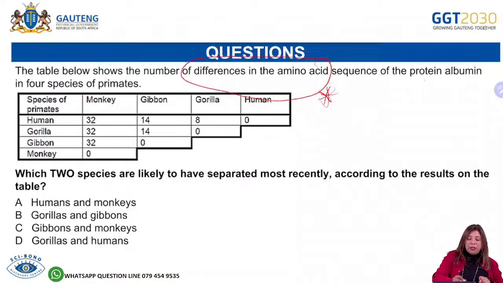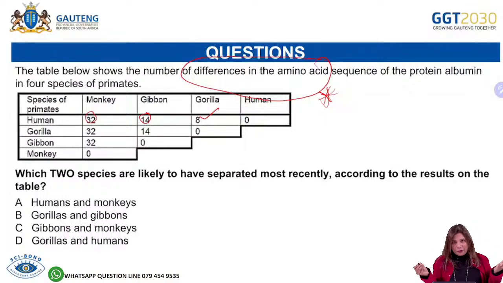So let's see. Between a monkey and a human, the number of differences is 32. Between a human and a gibbon, the number of differences in the amino acids is 14. Between a gorilla and a human, only 8 differences. Between a human and human, self-explanatory, no differences, okay? Right. Gorilla and monkey, 32. Gibbon and gorilla, 14. Gorilla and gorilla, nothing. So obviously there's not going to be a difference within the species of the amino acid. A gibbon and a monkey has 32 differences. And a gibbon and gibbon, no differences. Monkey and a monkey, no differences.